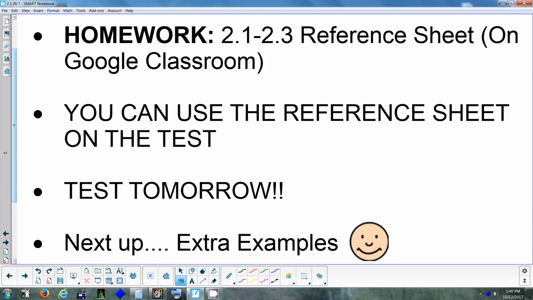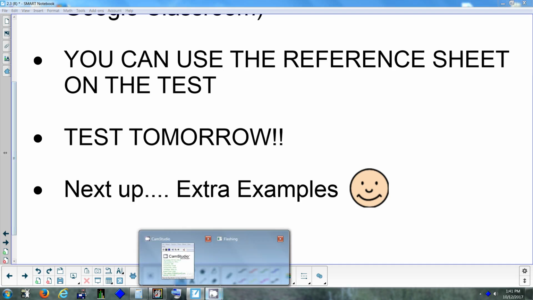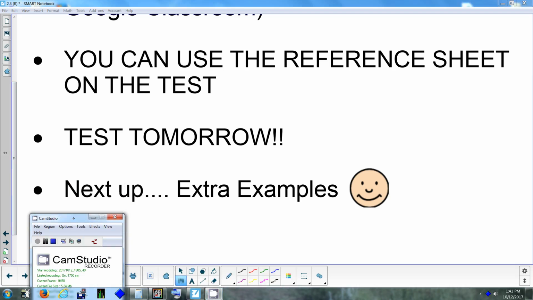The test is tomorrow, on 2.1 through 2.3. Last thing we're going to have you do is try some extra examples. If you finish them, we'll let you print it out early and give you the homework.